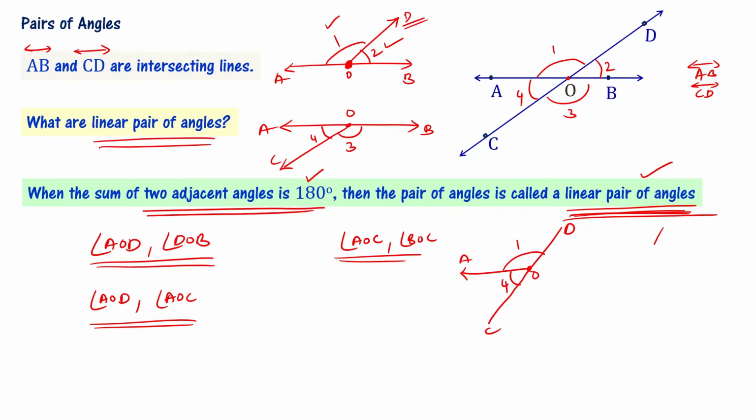Now we can draw another figure, that is line CD. From O we have OB ray, right? The angles are 2 and 3, right? Their sum is also equal to 180 degrees and they are adjacent angles. For that reason, it is going to be angle BOC and angle BOD. This is another linear pair of angles. Understood the concept?